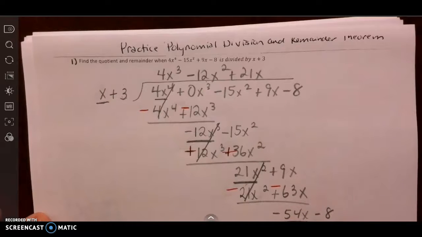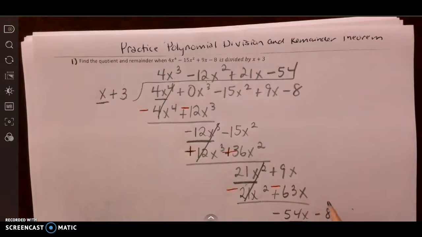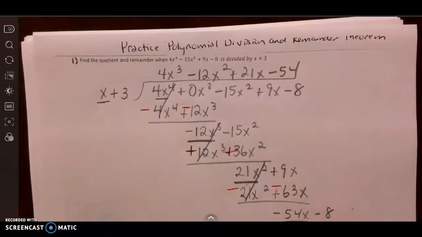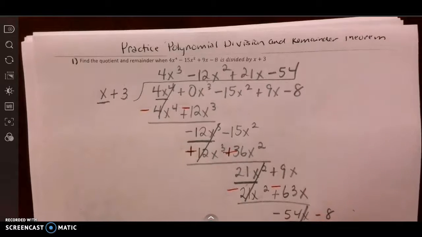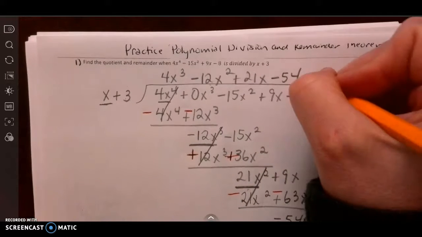Focus on the first. Negative 54x divided by x is negative 54. Multiply, and I get negative 54x minus, it's 54 times 3, minus 162. I'm going to change my sign since I'm subtracting. And negative 8 plus 162 is 154 for a remainder.